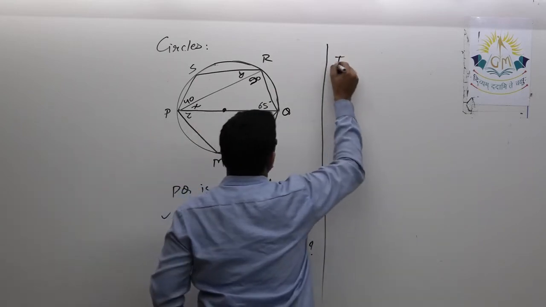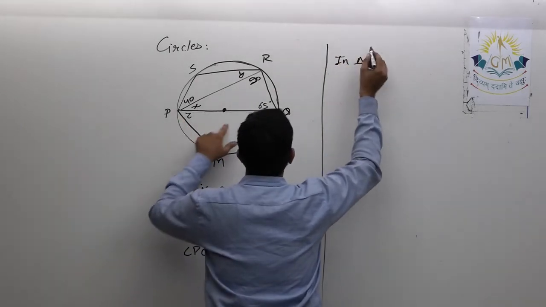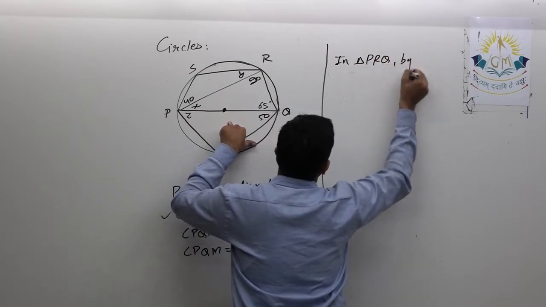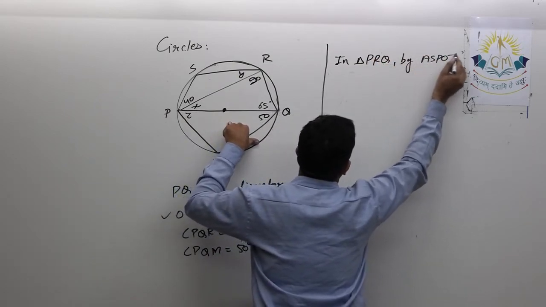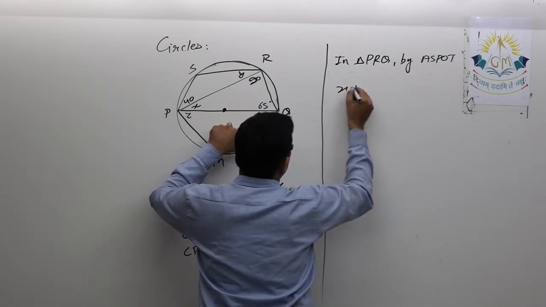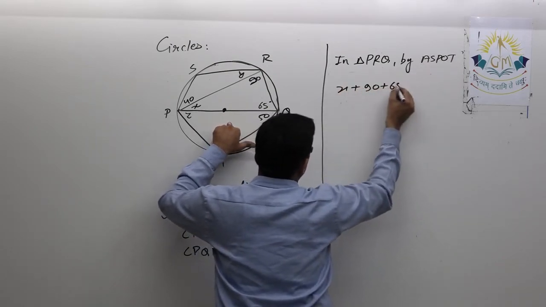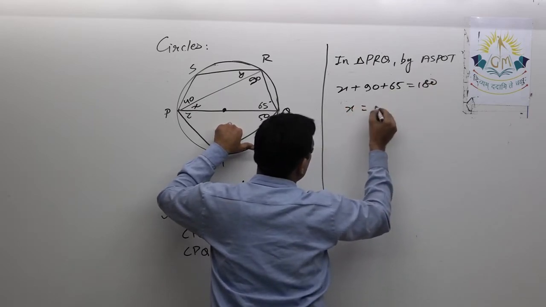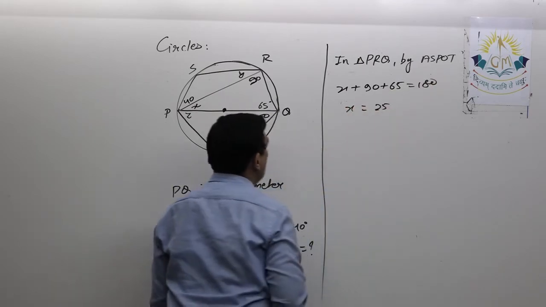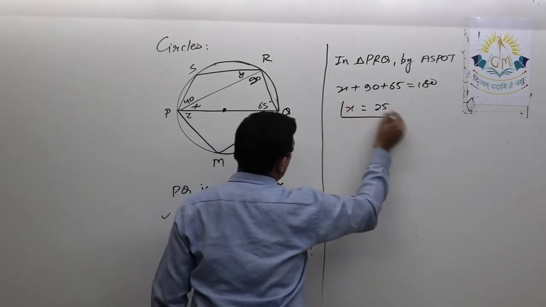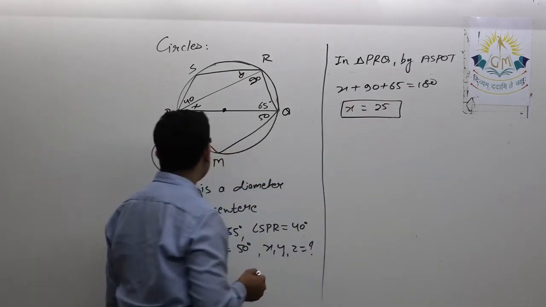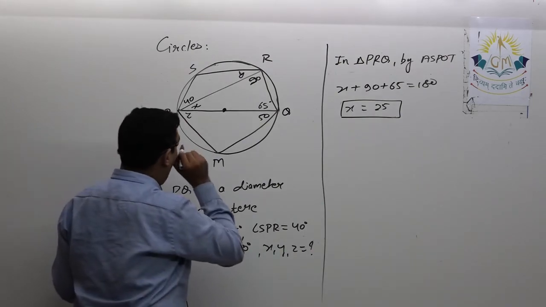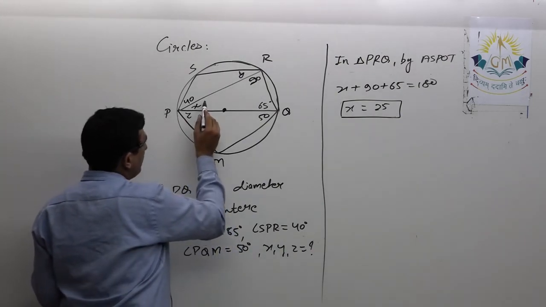So in triangle PRQ, by the angle sum property of a triangle, I can say x plus 90 plus 65 is equal to 180. So x is equal to 25. Okay, so here we got the first angle, that is angle x.